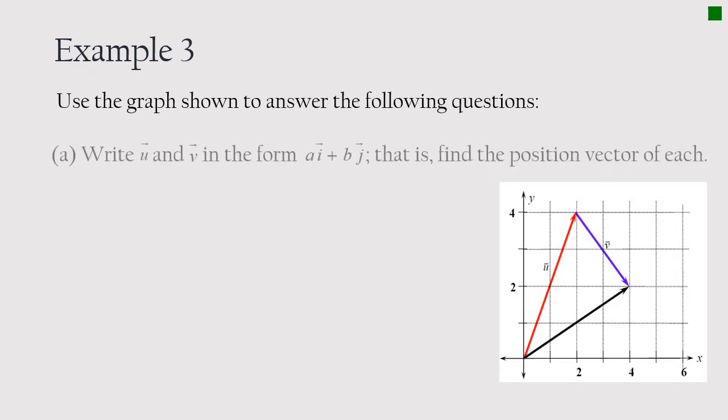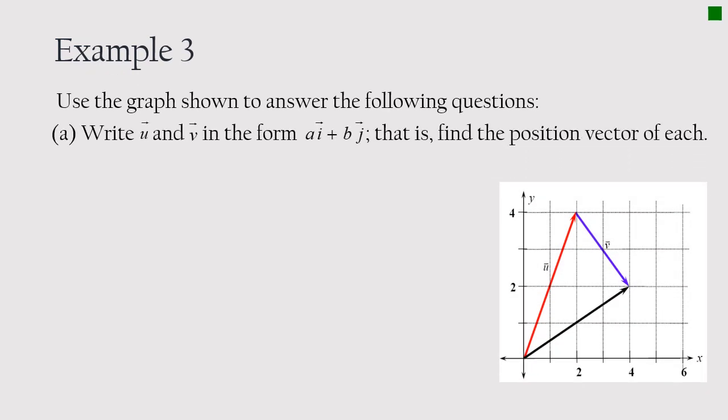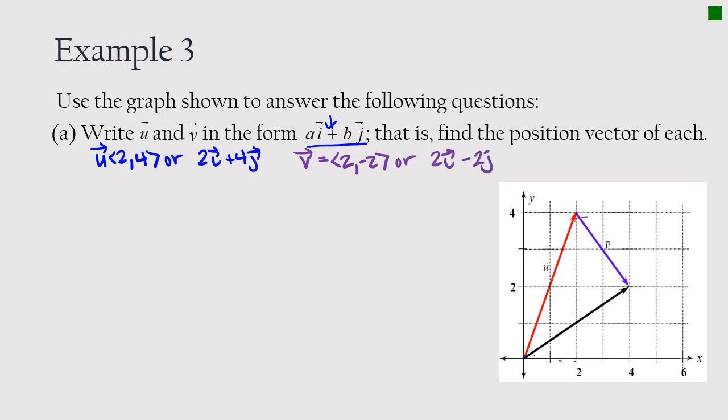Okay, let's look at another example. So here we've got the graphs written, and we need to find the vector U and vector V in this unit vector format. So first, let's write U as a component vector. For U, we're going over 2 and up 4. So it'd be written as 2, 4. Now, if I wanted to write it in this format, it's going to be 2 vector I plus 4 vector J. And then for V, that's going to be as a component over 2, down 2, so 2, negative 2. If I was writing it with these unit vectors, it'd be 2I minus 2J.